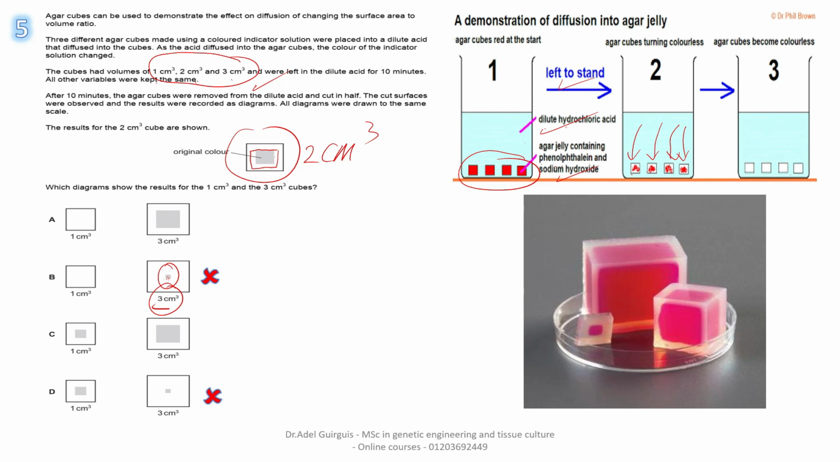So you can choose between A and C. The most logical, according to the result for 2 cubic centimeter, was C. It's expected to still have a certain color in the 1 cubic centimeter cube, and for the 3 cubic centimeter cube, a larger red area and smaller diffusion distance. So the answer is C.